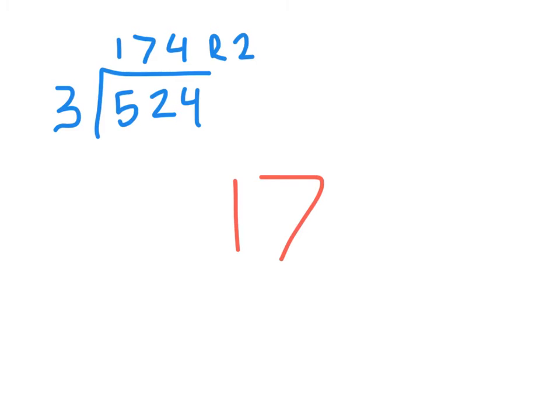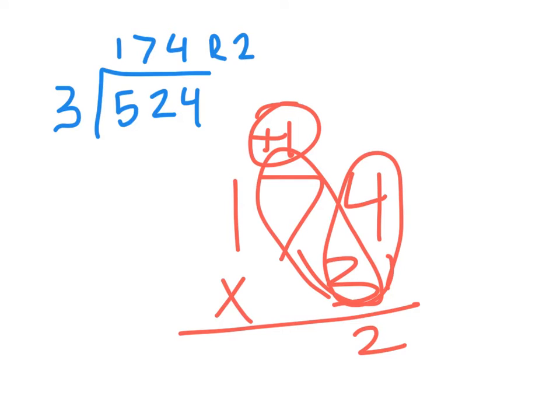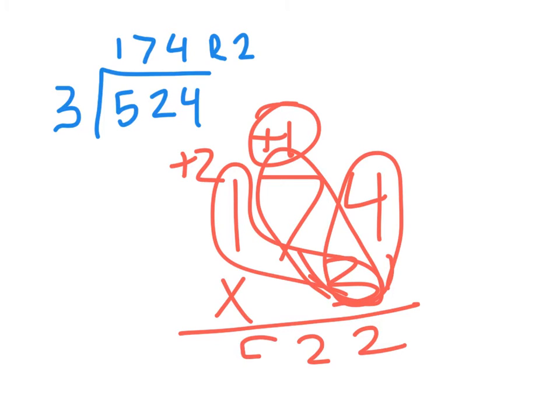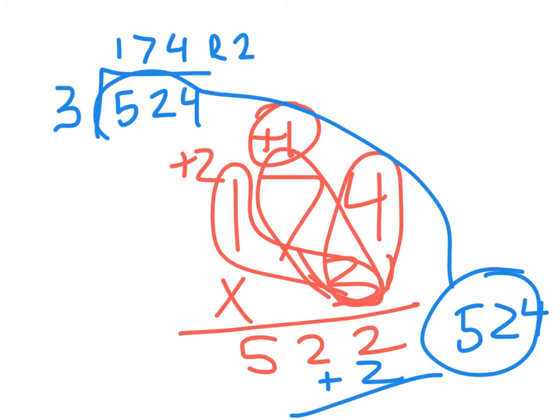So 174 times 3, if I'm following my steps, 2, bring up the 1, 21 plus 1 is 22, that would be 5. Now I've got my remainder 2, so I need to make sure I add in my 2. That gives me 524. We see 524 there, matches with 524 there. So then I know without a doubt that I'm correct.